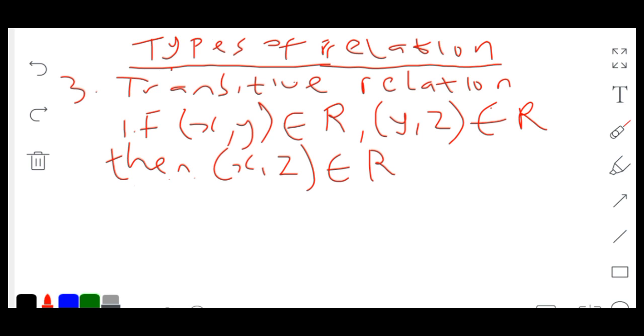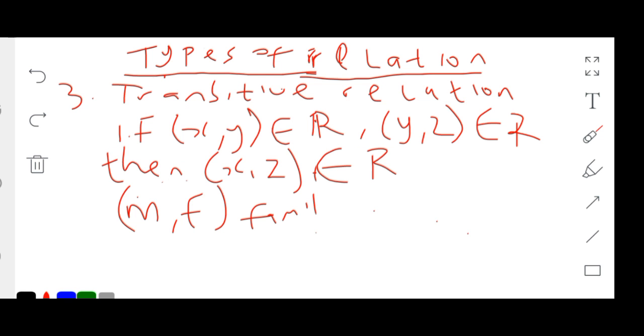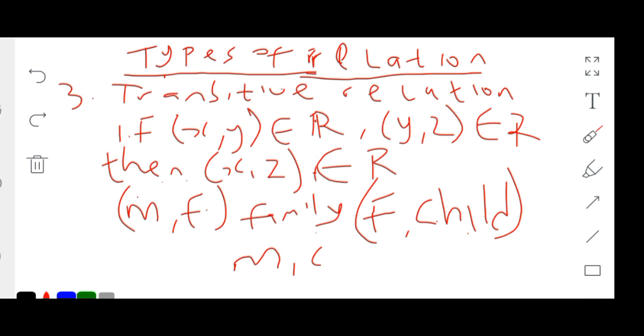Let me quickly give you some logic on why it is transferable. Look at this now. Mother and father are members of a family. Father and a child, let's say they just have one child, are also members of a family. Transitively, then mother and child also belong to that family, which is true. If mother and father are members of a family, father and son are members of a family, so definitely mother and son too are part of the family. Transferable.